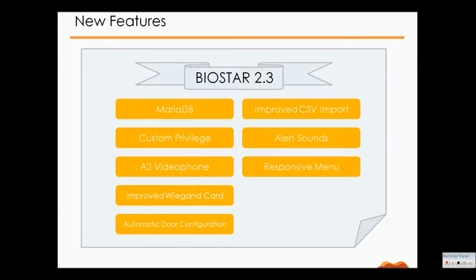You can now configure a door in Biostar 2 for automatic doors. User CSV import now has convenient automated features. And you can now configure sounds for Biostar client alerts. And finally, the global menu now has a responsive user interface.